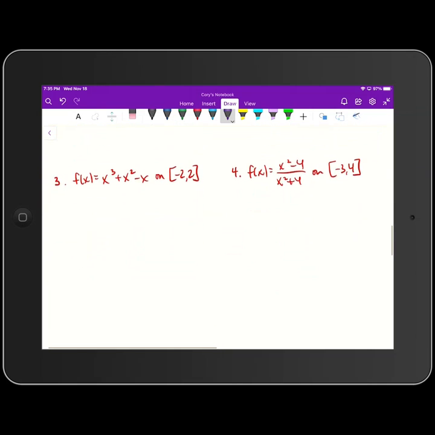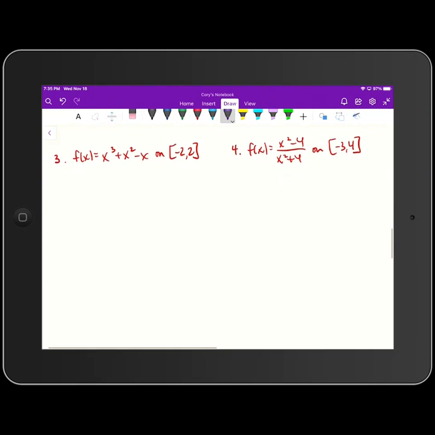Okay, so same idea. I want you guys to try 3 and 4. Find the absolute min and absolute max of that function on the given interval. So go ahead and pause the video to work on that.